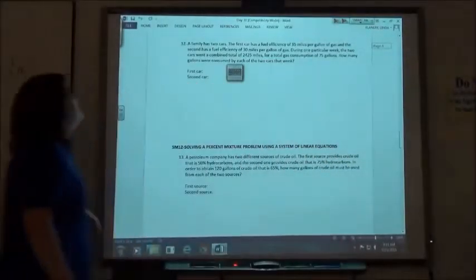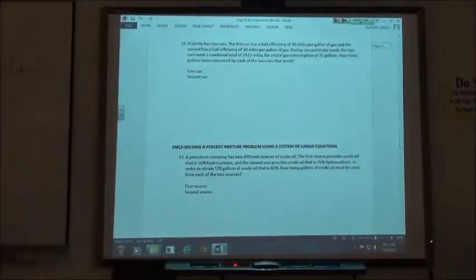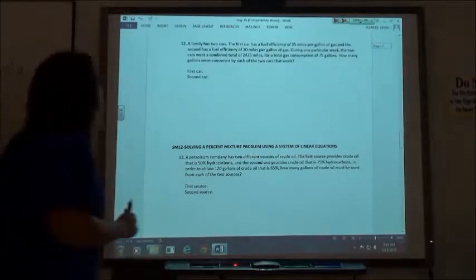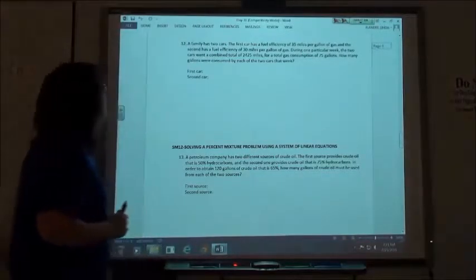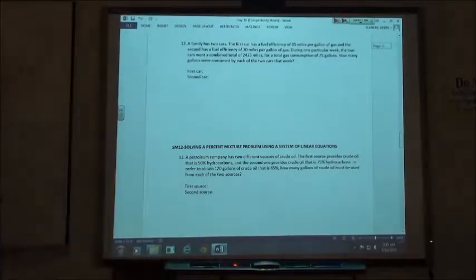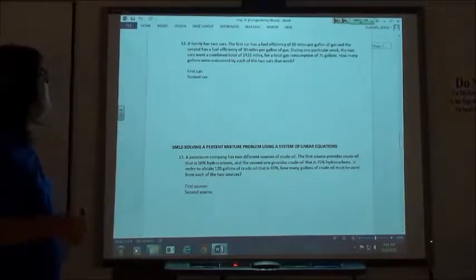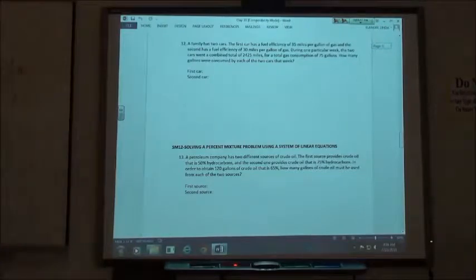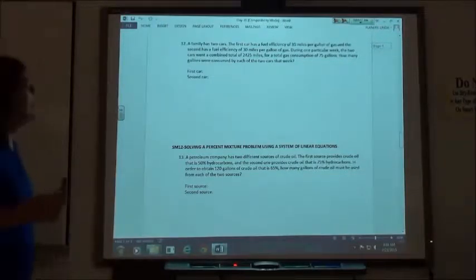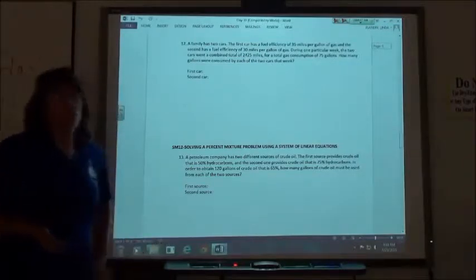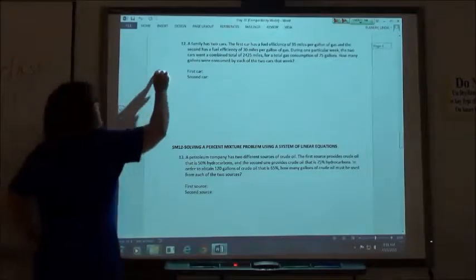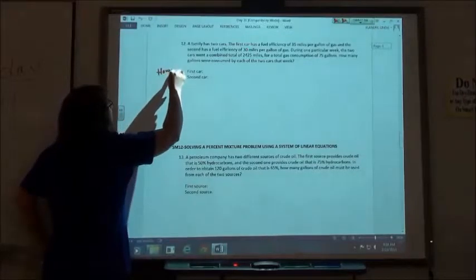Number 12, a family has 2 cars. The first car has a fuel efficiency of 35 miles a gallon of gas. The second has a fuel efficiency of 30 miles per gallon of gas. During one particular week, the 2 cars went a combined total of 2,425 miles for a total gas consumption of 75 gallons. How many gallons were consumed by each of the 2 cars that week?